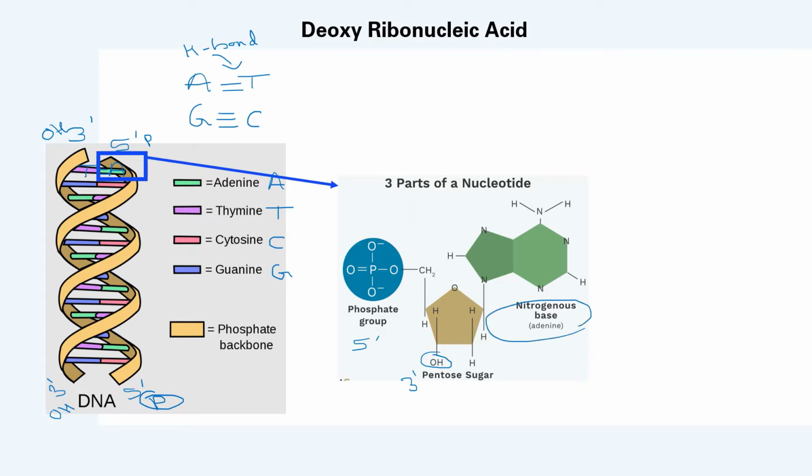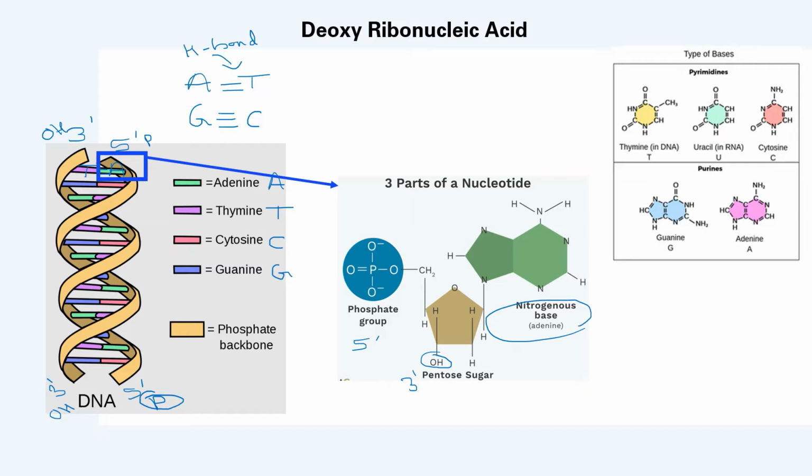Now in this picture, the nitrogenous base is adenine, but as I told you, that nitrogenous base can be thymine, cytosine, guanine, or adenine. Now that's for DNA, but there is another nitrogenous base that comes into picture when we talk about RNA, and that is uracil. So RNA does not have thymine, it has uracil instead. So in RNA, A will bind to U and G will bind to C. Again, A and U will have 2 hydrogen bonds, and G and C will have 3 hydrogen bonds.